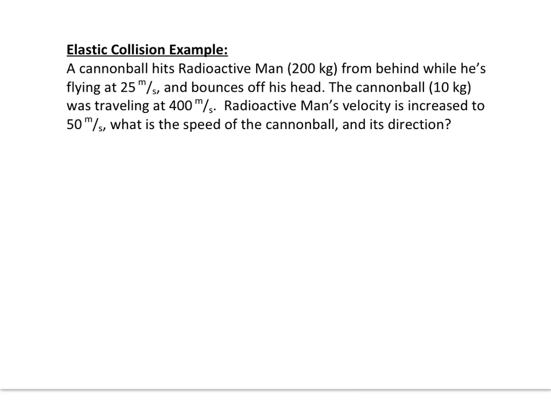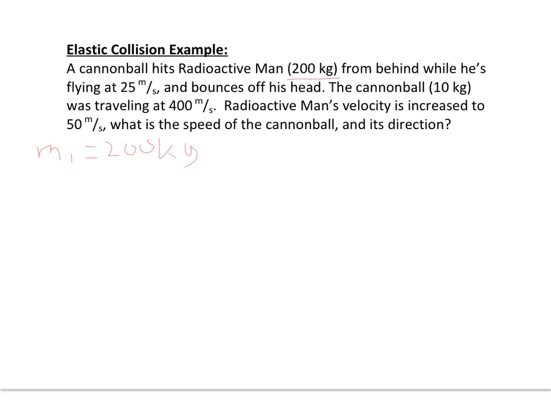So the key word that shows us elastic, because this has a heading of elastic collision example, but come web assign or test time, we're not going to have that to guide us. We're going to have to figure it out. Keyword, bounces. That's our indicator that we're talking about an elastic collision. We've got similar initial conditions as before. So here we got radioactive man, 200 kilograms, so he's going to be our M1.